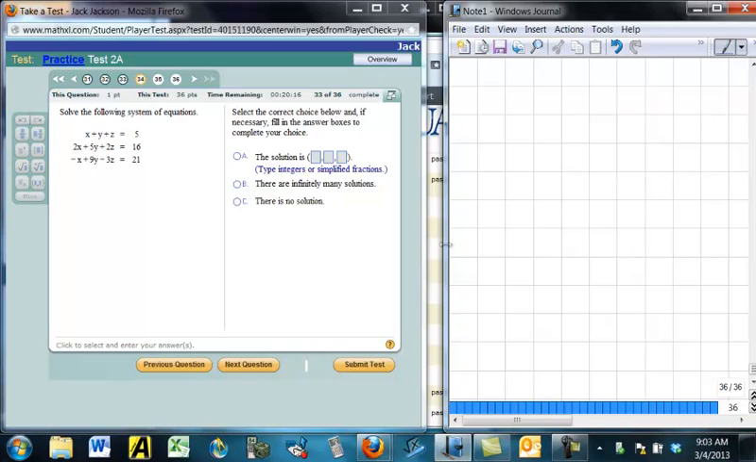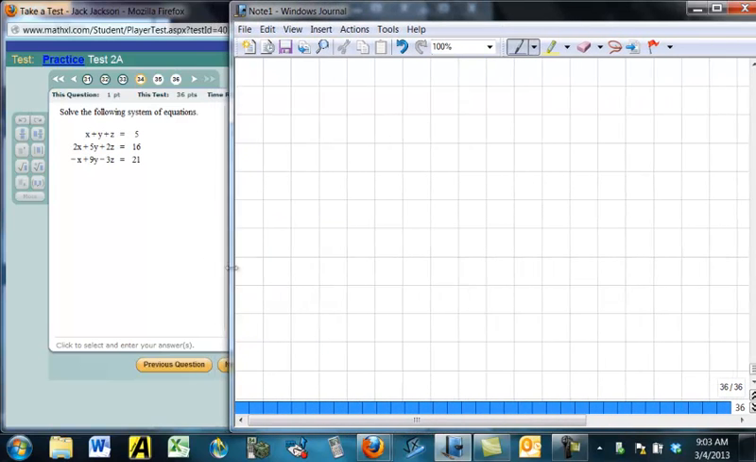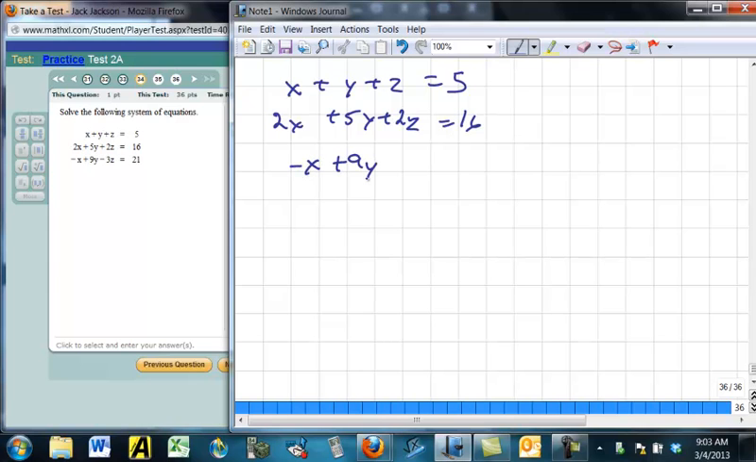Okay, now we've got three equations, three unknowns. I can use different ways. Let me show you one way. I can use a matrix method with the Gauss-Jordan. I can use just elimination, substitution, whatever. Now if I had my calculator, I'd probably set this up in a matrix and just do it that way. But no calculator, so I'm probably just going to do this.